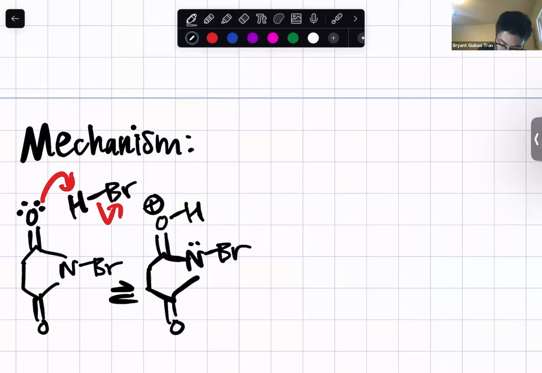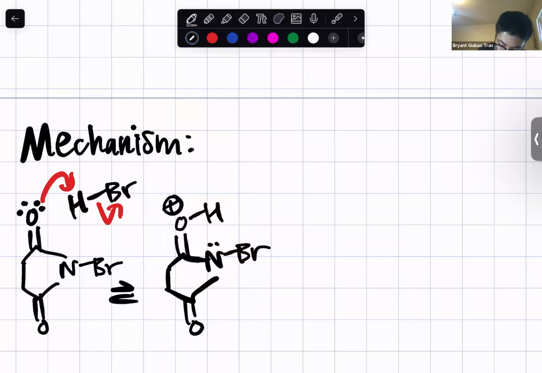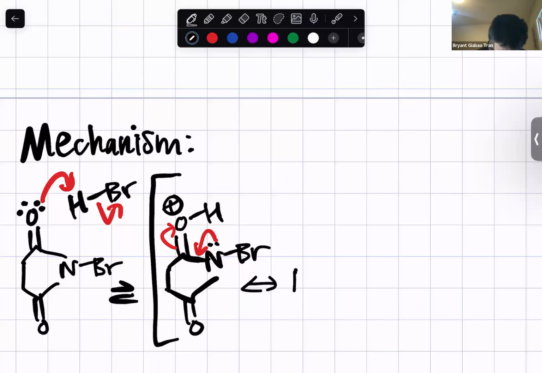Where we see that this protonated NBS structure can do resonance by moving this lone pair of electrons on nitrogen to make a double bond there and pop that double bond onto that oxygen right there. That would give us this resonance structure here. Right? And I don't think this mechanism will be tested, like it's hydroboration oxidation, but let's just go over it just in case.